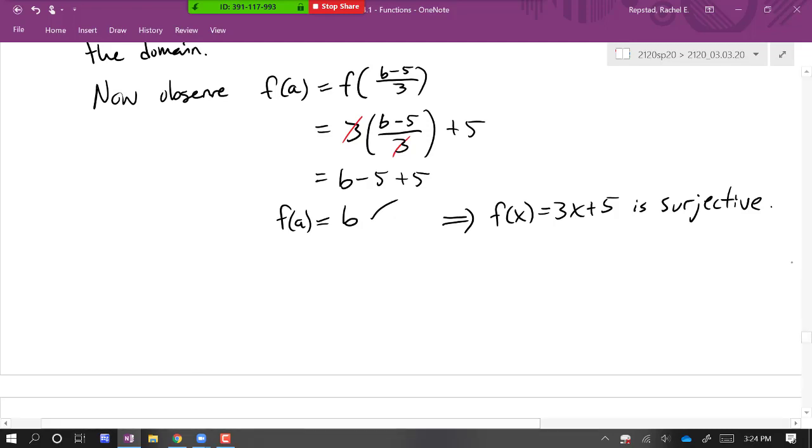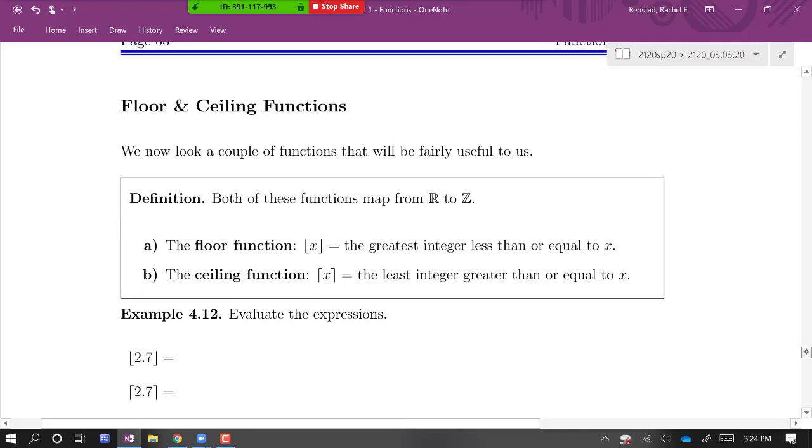I want to finish up by looking at some special functions, the floor and ceiling functions. The floor function, which is also called the greatest integer function, and the ceiling function both map from reals to integers. You can plug in any real number, and it'll only spit out an integer. The floor function is the greatest integer less than or equal to x. The ceiling function is the least integer greater than or equal to x. So the floor function is like a rounding down function, and the ceiling function is like a rounding up function.